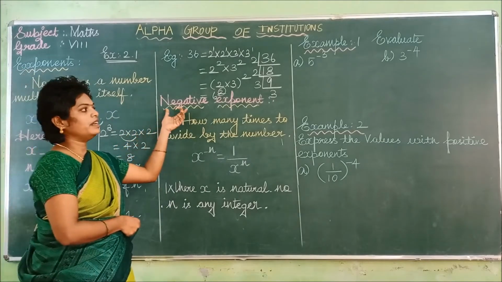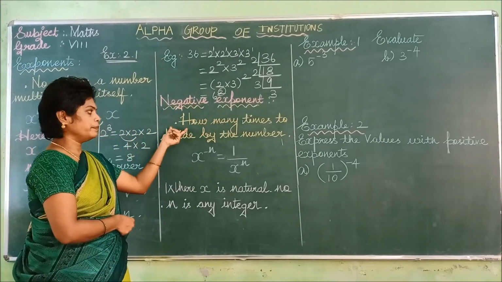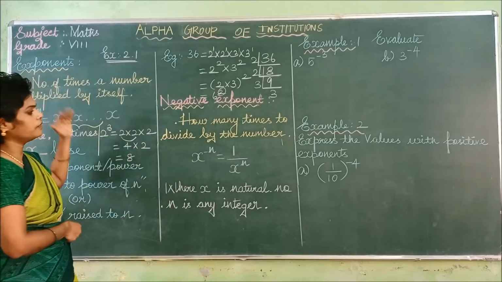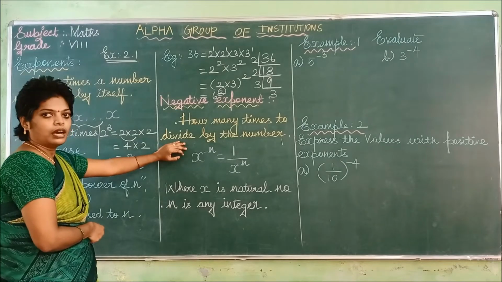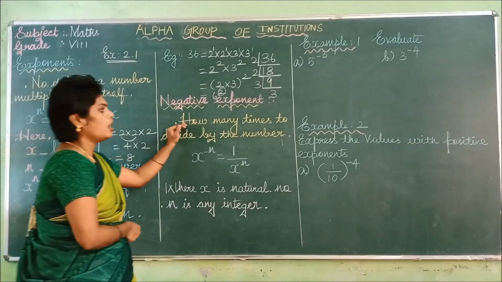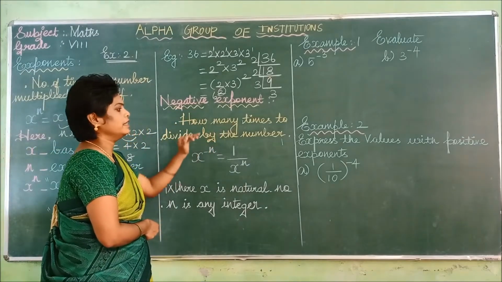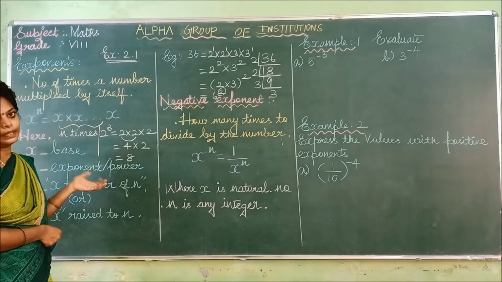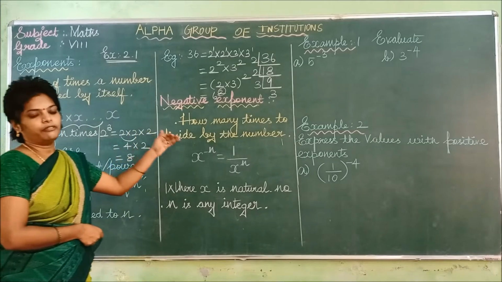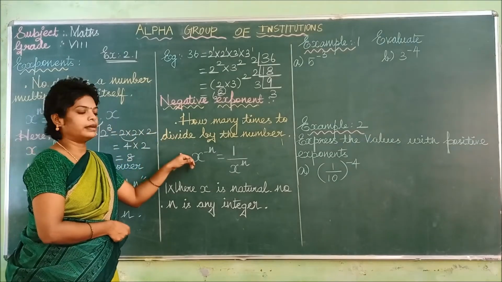So then what do you mean by negative exponent? Negative means nothing but the reverse of the positive. So here we are multiplying, and here we have to do the opposite operation, division. So how many times to divide by the number? For a positive exponent, you have multiplied the number by itself. But for the negative exponent, how to divide the number?